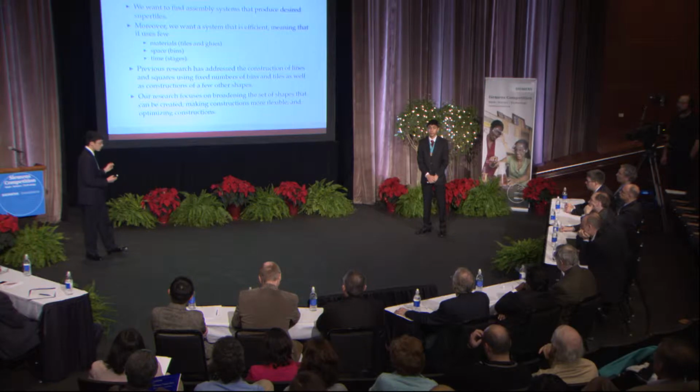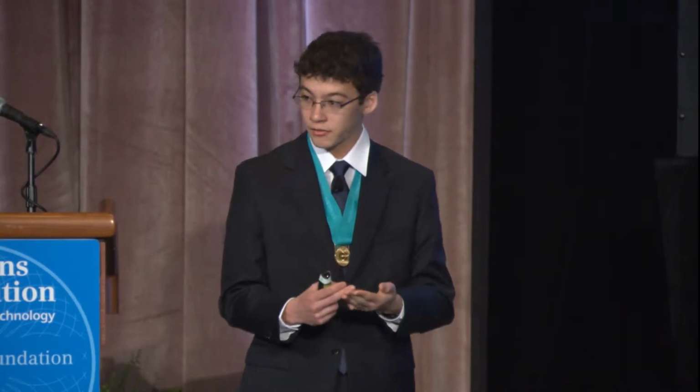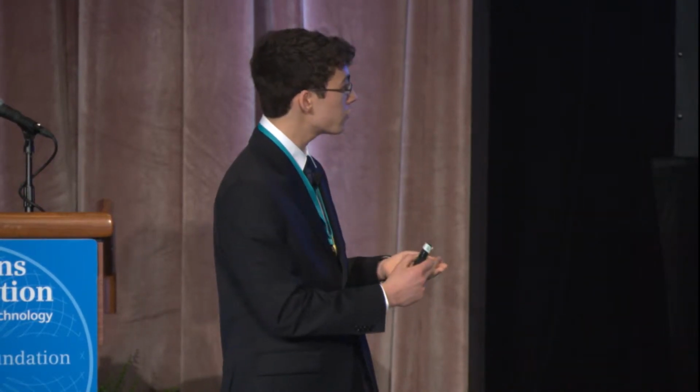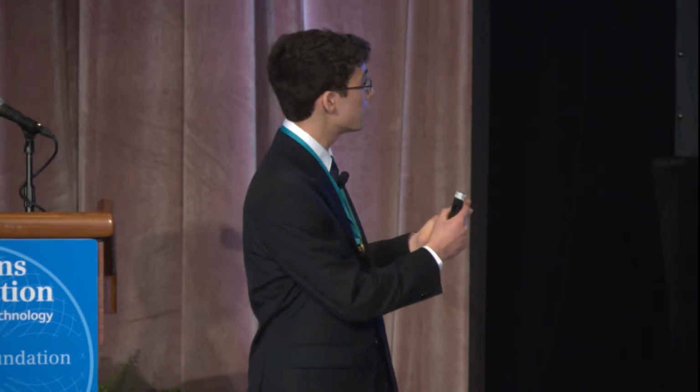Previous research in staged self-assembly has come up with a single fixed construction of lines and squares each, as well as constructions for a few other shapes. The goal of our research is threefold. First, on broadening the class of shapes that can be created with staged self-assembly. Second, with making constructions more flexible, meaning that the number of tiles and bins can be varied, and when constructions proceed with more tiles or more bins, they proceed faster. And finally, on optimizing constructions, meaning to make them use as few stages as possible.